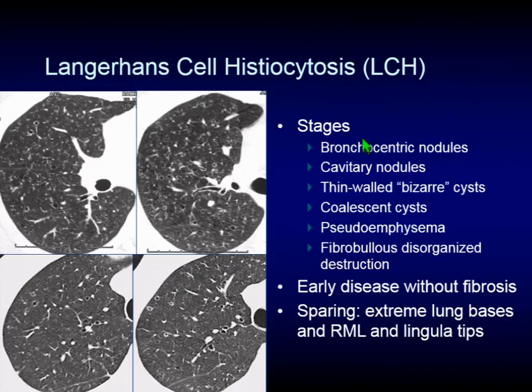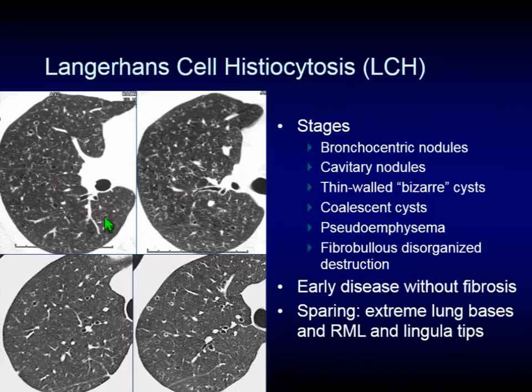So this goes through stages. It starts with a bronchocentric or centrilobular nodule. That nodule grows and cavitates, then becoming what we call these thin-walled bizarre cysts. These cysts may coalesce, and you get areas of pseudoemphysema and fibrobullous disorganization and destruction and intervening fibrosis. In the early stages of disease, you won't have fibrosis, but later on there is. There generally is a sparing of the extreme lung bases as well as the tips of the right middle lobe and lingula.